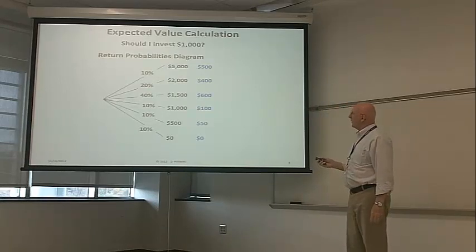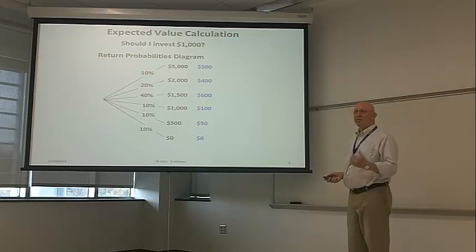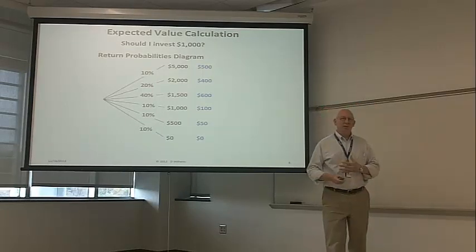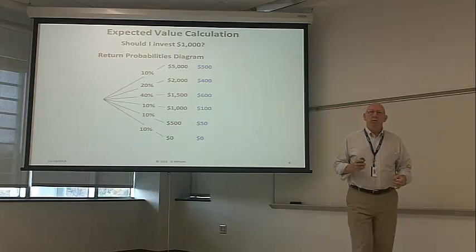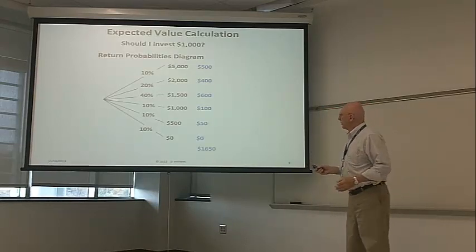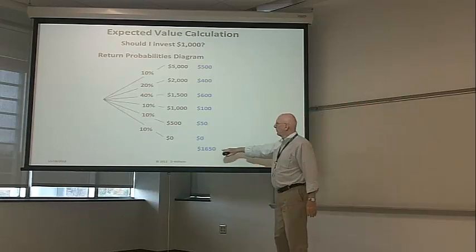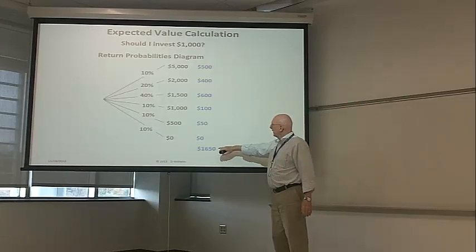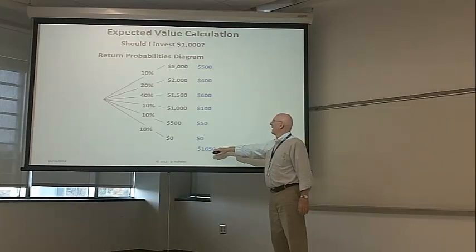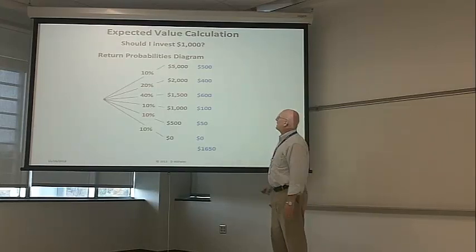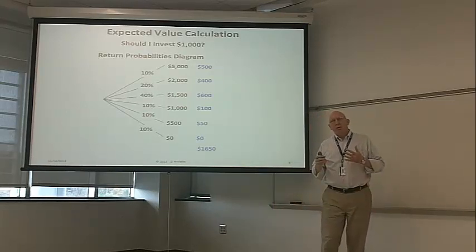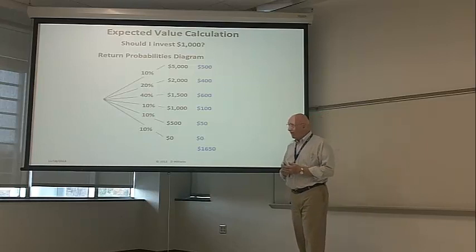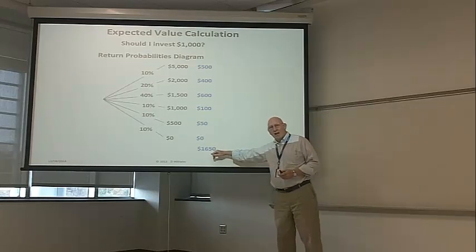So now, instead of 6 combinations of probabilities and outcomes, we have 6 numbers, which isn't really much of an improvement. But if we add them together, we get what is termed the expected value. Compare this expected value to the $1,000 investment. It seems like a pretty good deal. Now, we're not going to get $1,650 back.